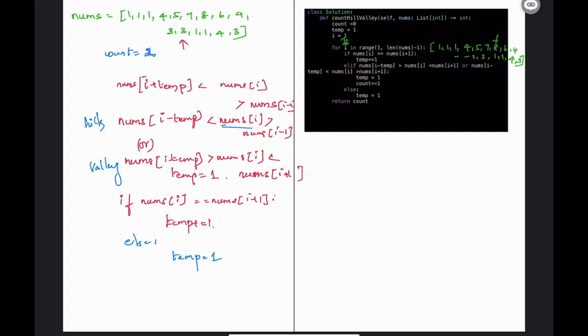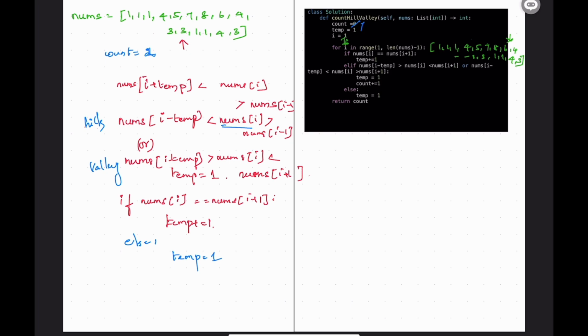Now again we have to reset temp, because we are just using it to store the count of the same elements. Okay, now we are resetting and our count got updated to 1. On 6, you see 6 plus 1 is not the same, so it will go here. Here it has value 8, which is greater, and 4, which is lesser, so it won't form any hill or valley. So again temp got reset to 1.